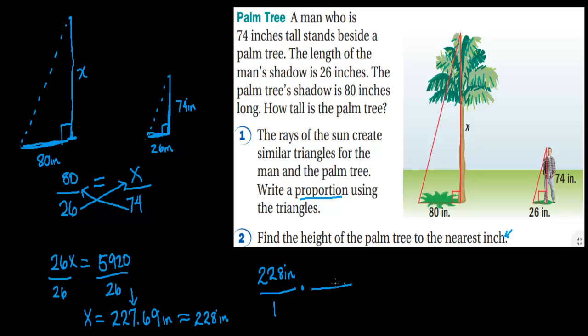So I multiply by 1 foot is equal to 12 inches. We can cancel units here, inches with inches, and this becomes 228 over 12. And the unit that's left over in the numerator is feet. In the denominator, no units, and that will equal 19 feet. So there you have a better understanding of how tall this palm tree is.